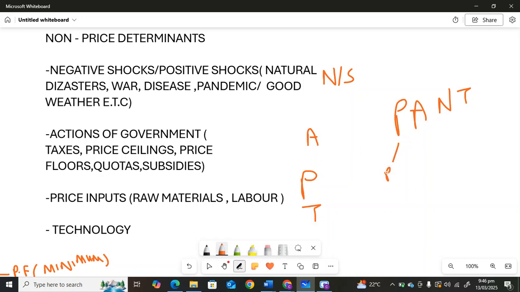Here, price of inputs, actions of government. Here, negative and positive shocks, and technology. Will we remember this acronym, colleagues? This will be your guide to remember the shifters of supply.